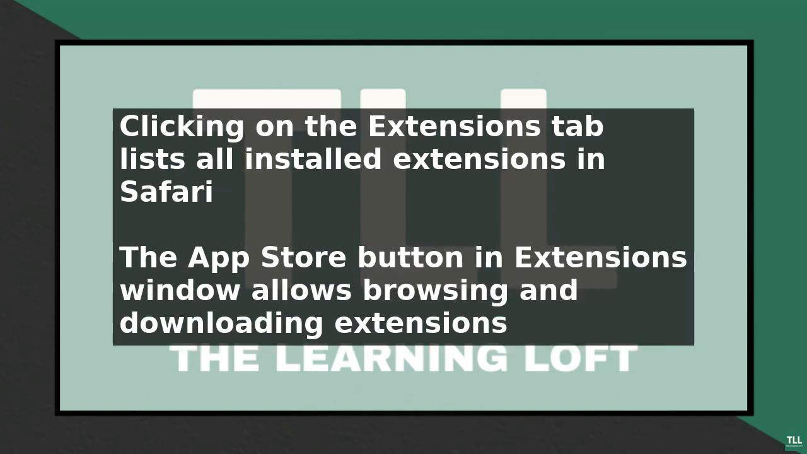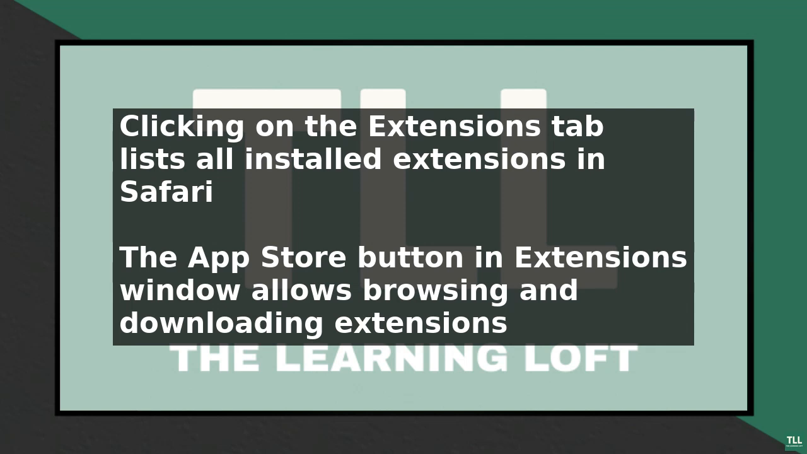To install a new extension, click on the App Store button at the bottom left corner of the Extensions window. This will take you to the App Store where you can browse and download available extensions. Once you find an extension you want to install, click the Get button next to it. Then click Install.